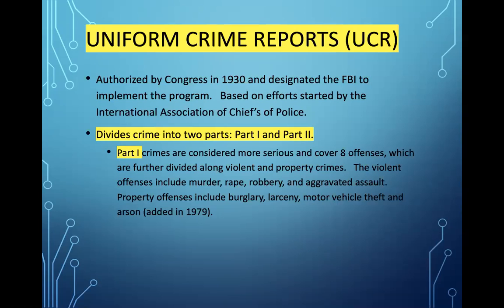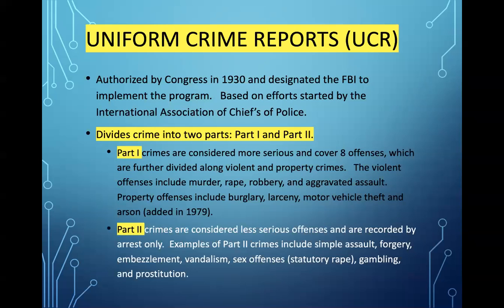Part 1 crimes are what we consider the most serious offenses. So it's when you have the courts and you have police reporting Part 1 crimes, they're the most serious offenses. So they're murder, rape, robbery, aggravated assaults. Those are your most serious offenses. And then you have what we call Part 2 crimes. And those are your less serious offenses. So that's your simple assaults, forgery, embezzlement, things like that.